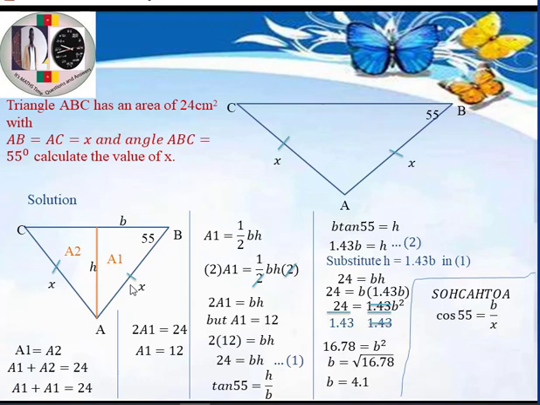Now, if we cross multiply, we are going to have x cos 55 equals b. We are looking for x, so we divide both sides by cos 55. So we are going to have x equals b, which is 4.1 that we got here, divided by cos 55. And then that will give us the value of x, which is 7.15 centimeters. The units are centimeters because the area was centimeters squared, right?